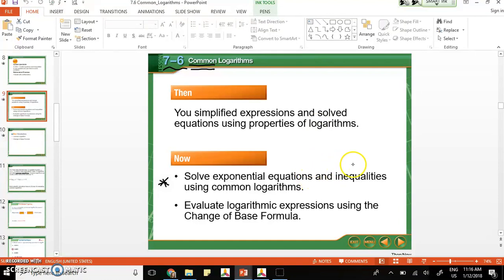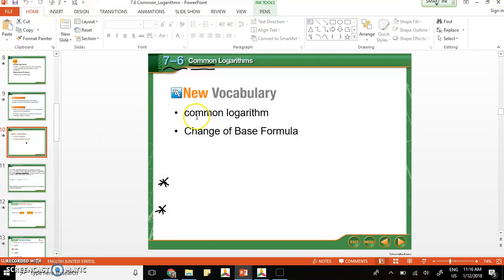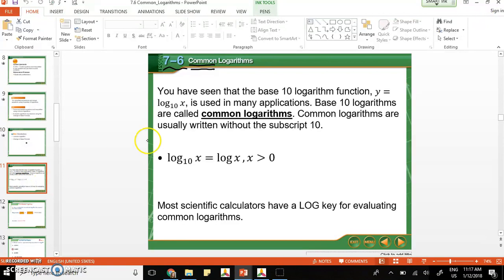This is where we're going to learn, like I told you about in section 2, when you cannot write each side with an equal base, what do? That's what we're going to talk about today. And then we're going to learn about something called the change of base formula. That is another way to evaluate logarithms. So please be on the lookout in this section for these two vocabulary words, common logarithm and change of base formula. So the first thing we're going to focus on is common logarithms.